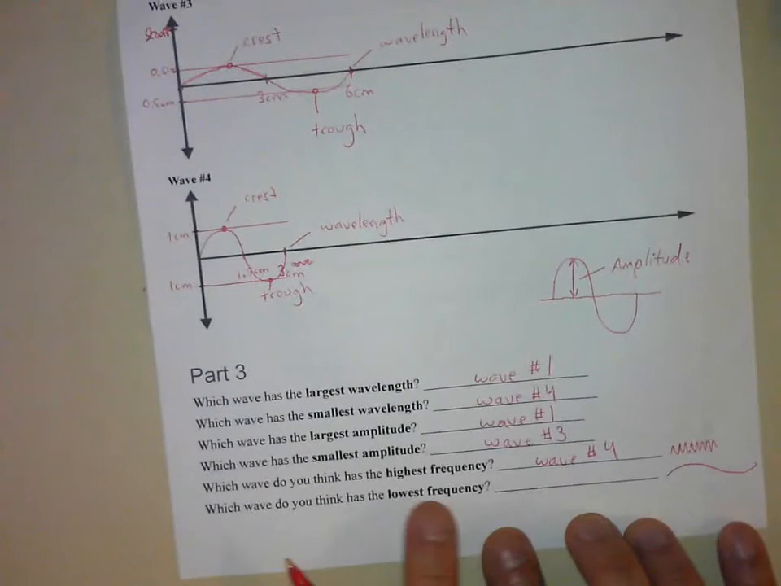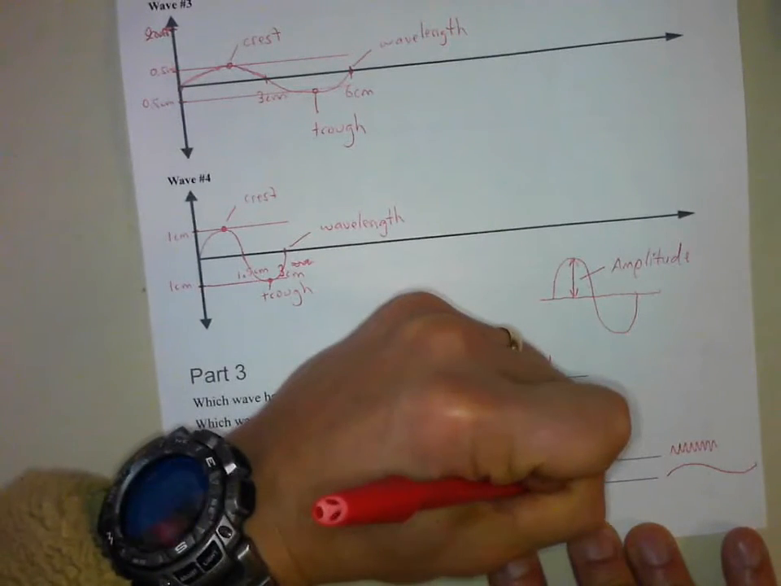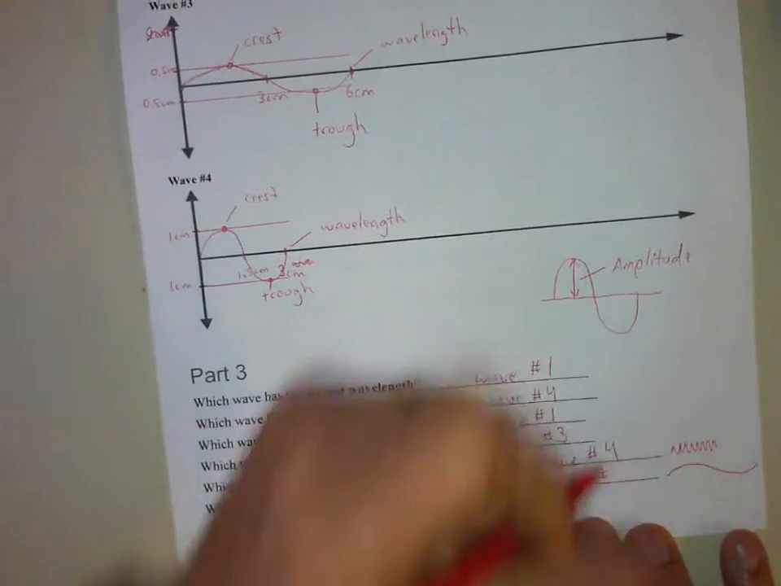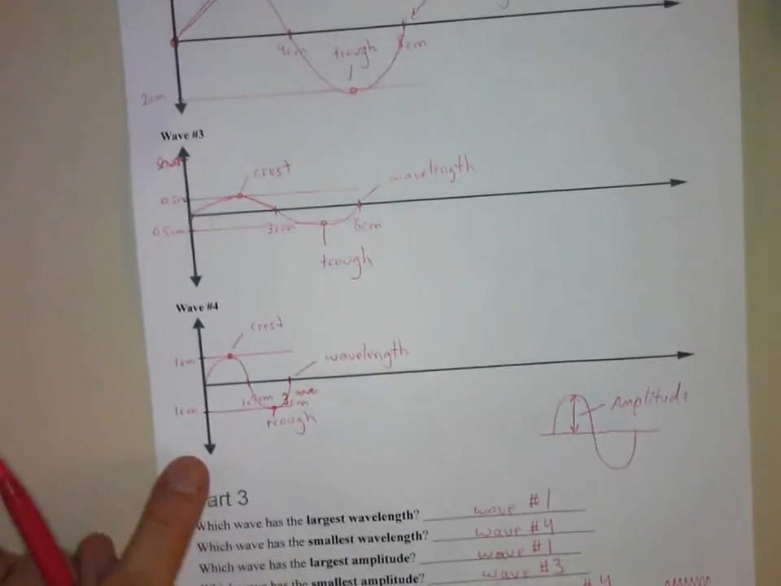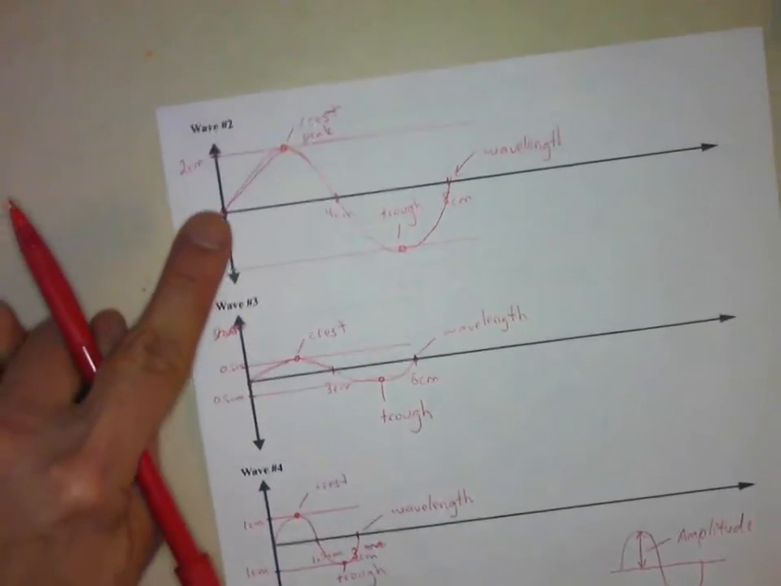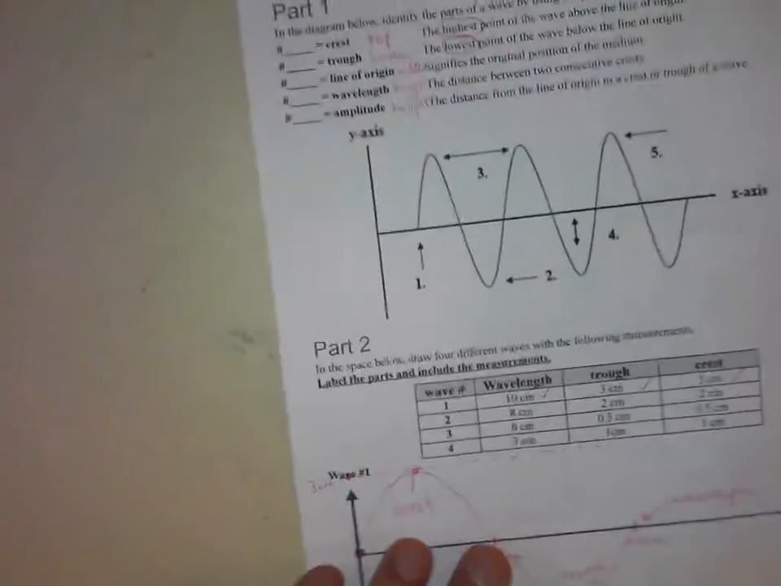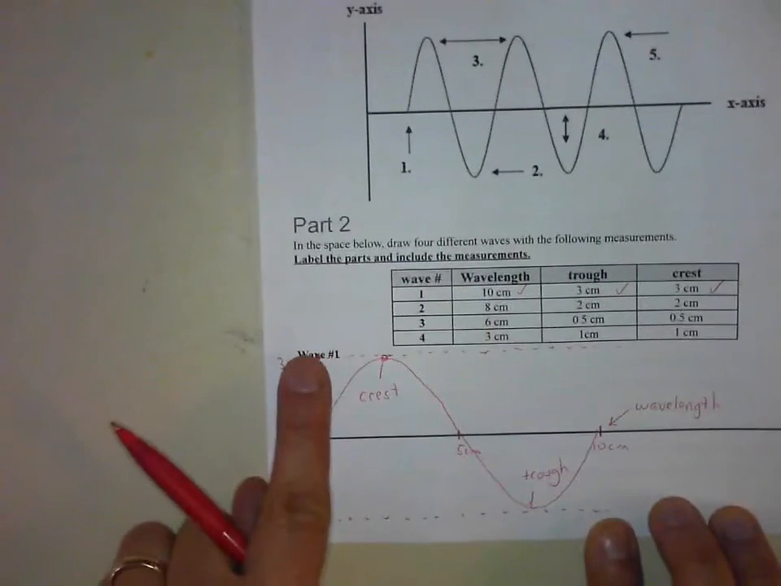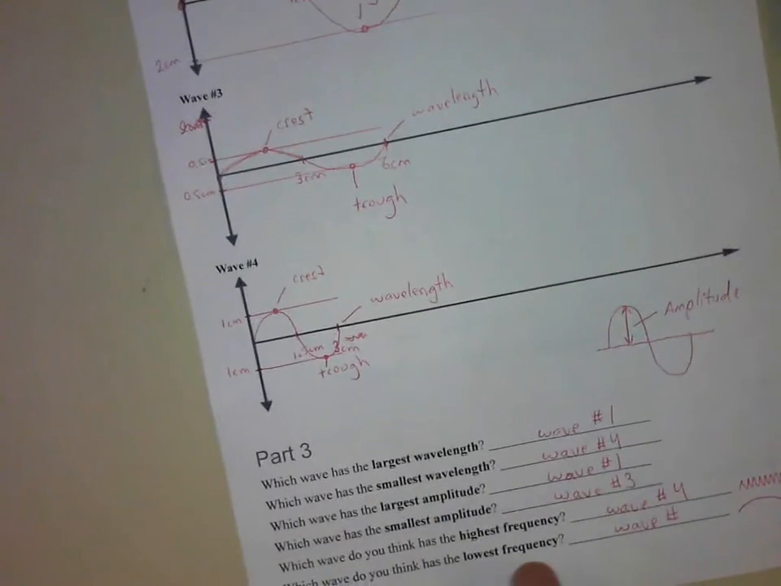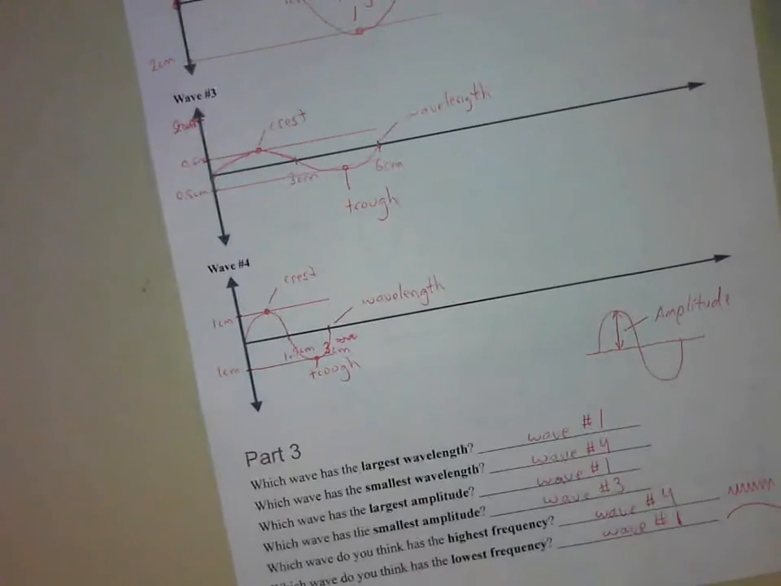And the lowest frequency is wave number, which one's the longest? Is it 4, 3, 2, the longest? The longest is 1. That has the lowest frequency. The lowest frequency is wave number 1. Okay? Thank you for checking your answers and getting help.